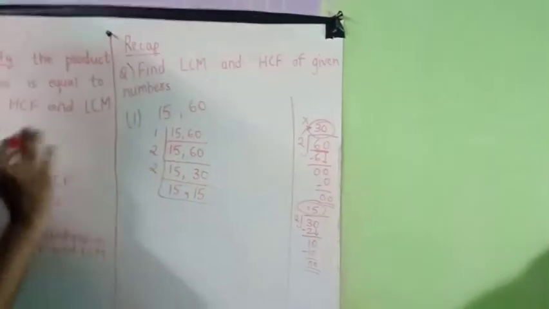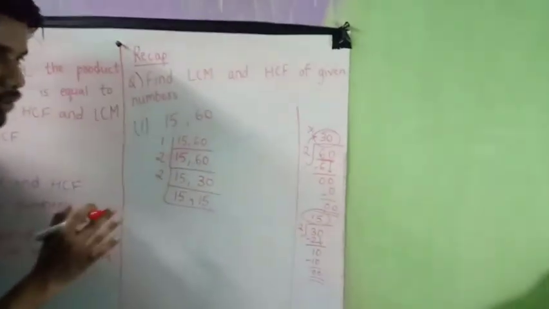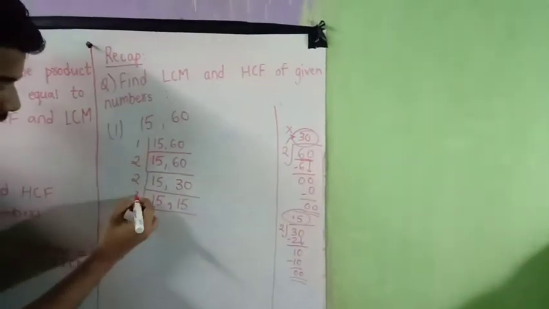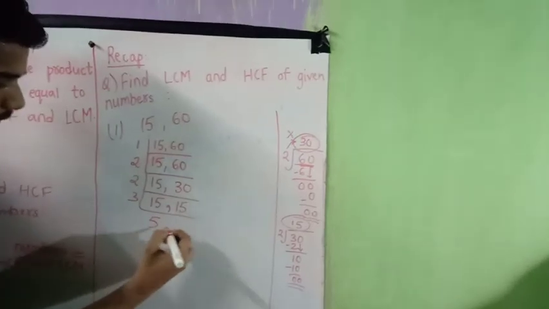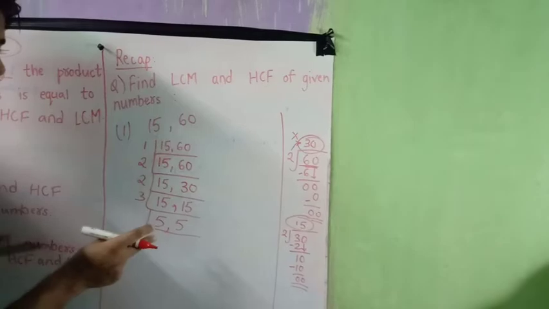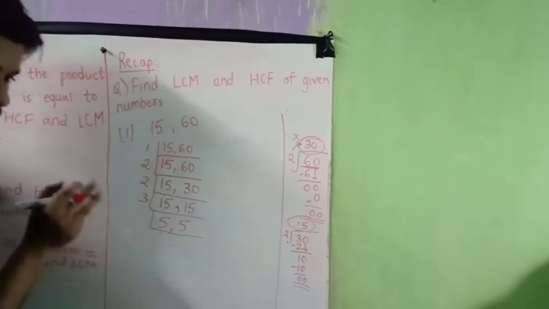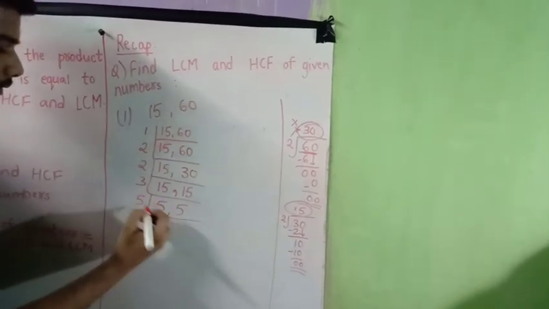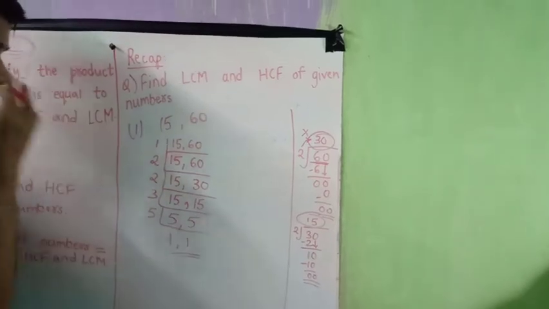Now 15 and 15, they will not come in 2 का table. We'll go for 3. 3 के टेबल में yes. 3 5s are 15. Now 5. Always start checking from 2. 2 के टेबल में 5 no. 3 के टेबल में no. 4 के टेबल में no. Go for 5. 5 1s are 5. 1 1 आ गया.